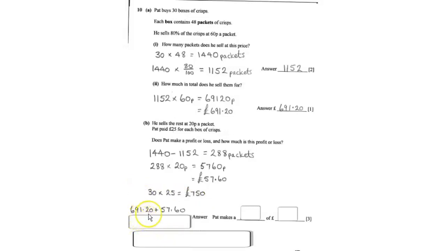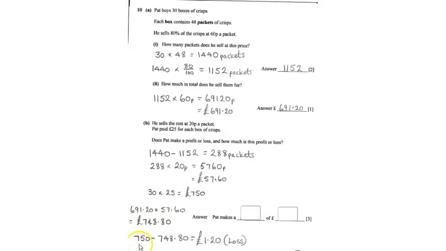Next step is £691.20 and £57.60. This is how much he made when he sold those crisps. So these are the 691 from previous answers and £57.60. So he made £748.80 when selling those crisps. So if he paid £750 for the boxes of crisps and you take them away, you can see that he made a £1.20 loss. So it was a loss he made, and it was a loss of £1.20.